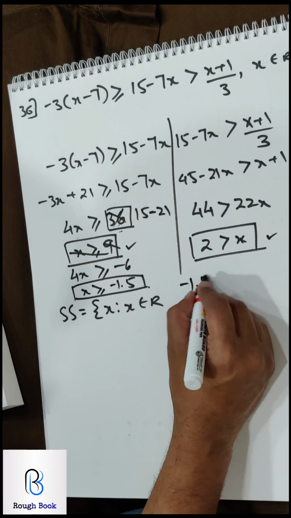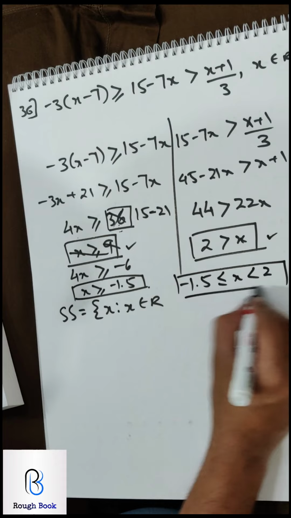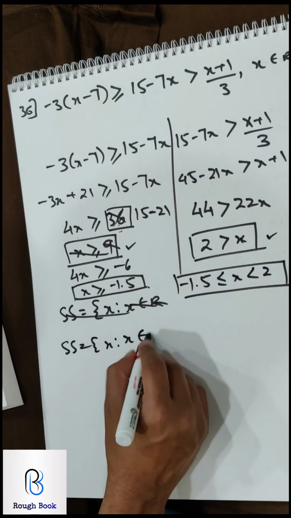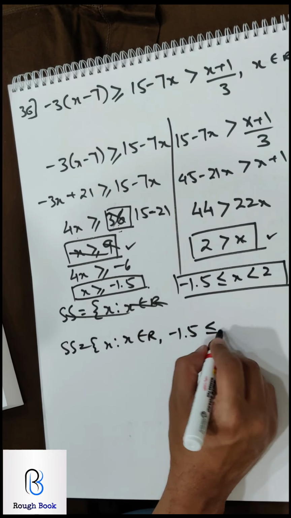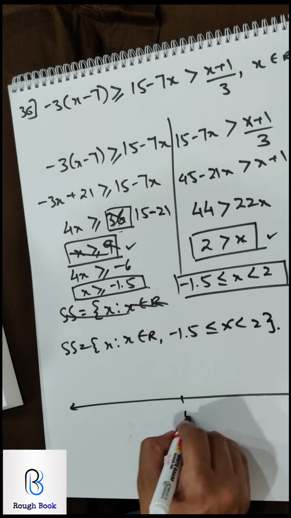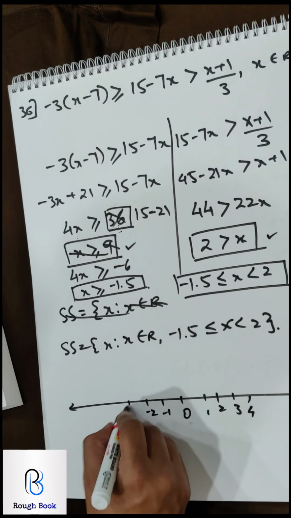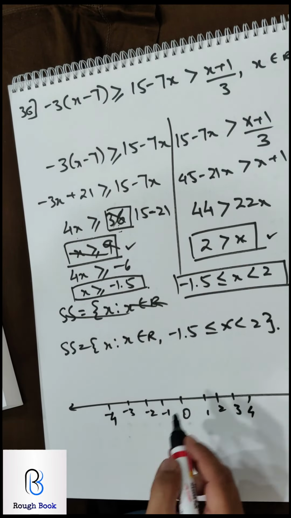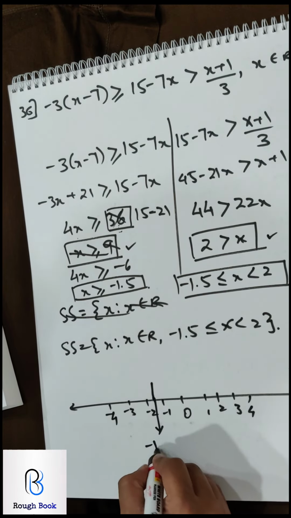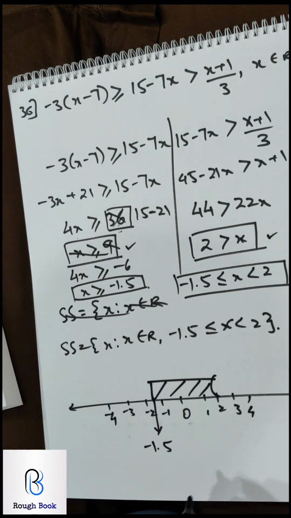So minus 1.5 less than or equal to x less than 2 is the main thing we need to realize. So my solution set, x where x belongs to R, minus 1.5 less than or equal to x less than 2. Number line 0, 1, 2, 3, 4, minus 1, minus 2, minus 3, minus 4. So negative 1.5 will be somewhere here, inclusive, so I, and name it minus 1.5. 2 is not inclusive, so C, connect, and that's your number line.